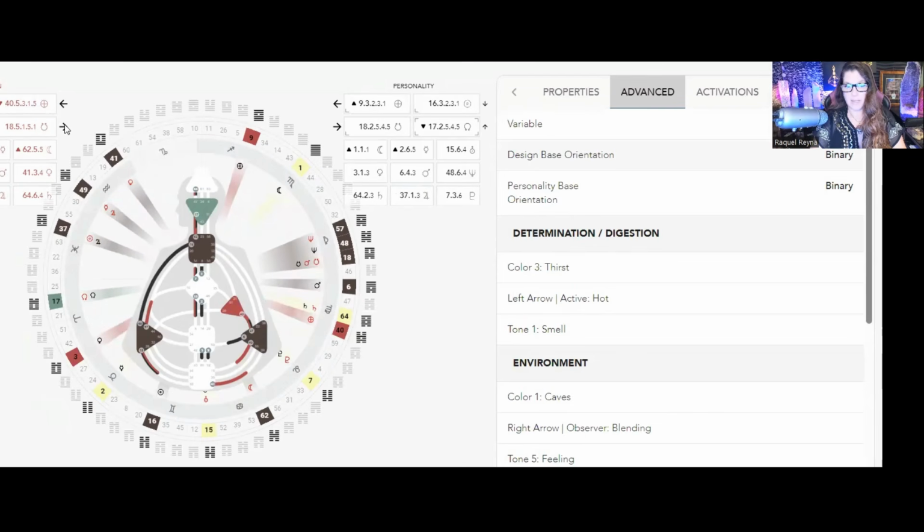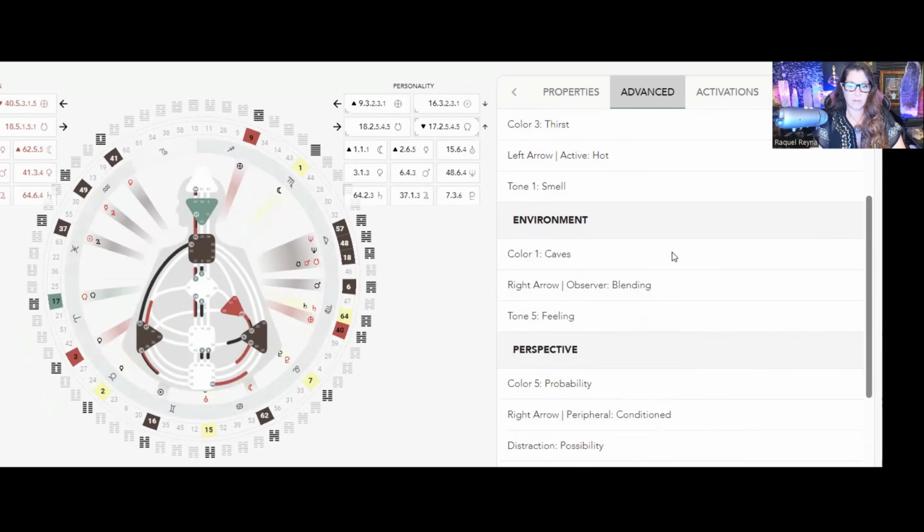Next, we come to this second arrow where we find the environment. The environment in this example is caves. And then we have here the right arrow, which is the observing, blending, which is more of a passive, receptive state. Maybe someone's more of an observer. They enjoy sitting on the outside of a party. And then the tone 5 here.